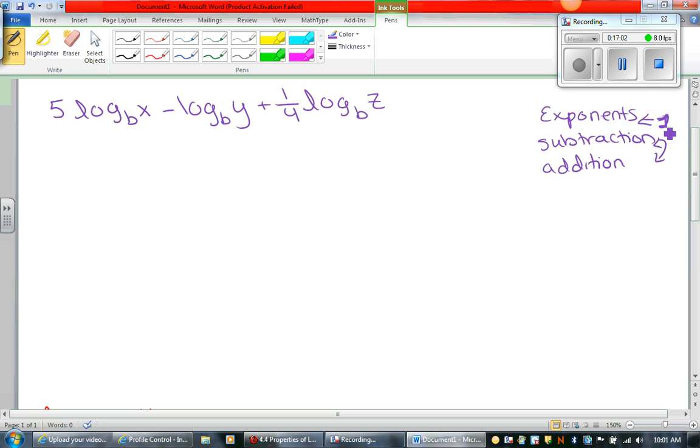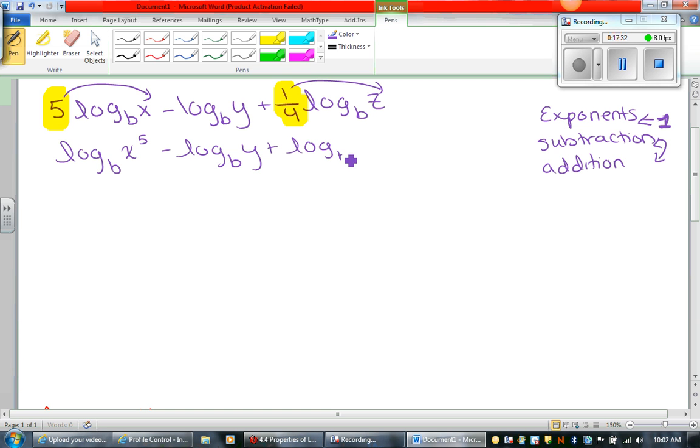So let's go ahead and deal with those exponents. With exponents, when we're in expanded form, we find them out front. So we're going to take them and move them back to where they started before expansion. Those come back up. My first step: log base b of x to the 5th minus log base b of y plus log base b of z to the 1/4 power. That takes care of my exponents.